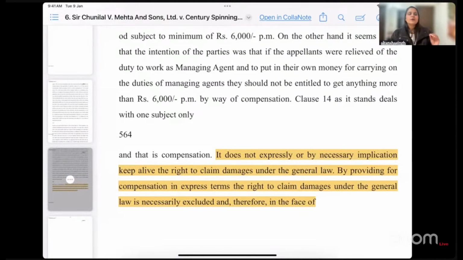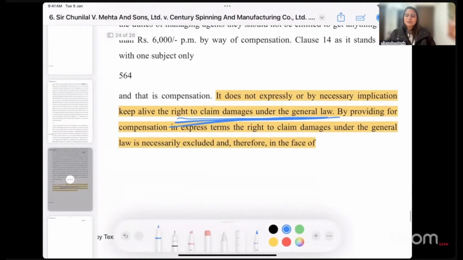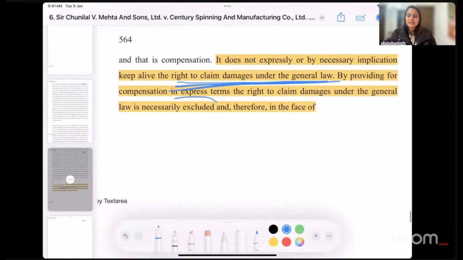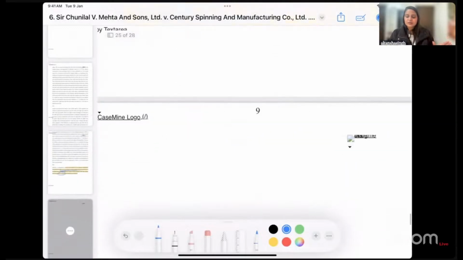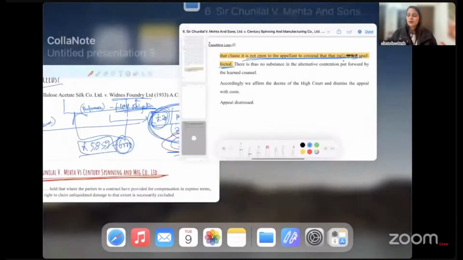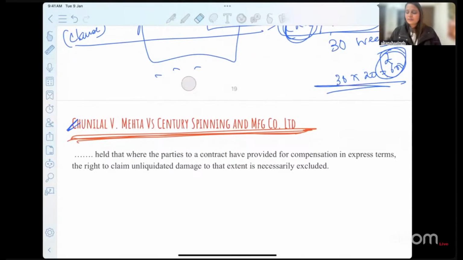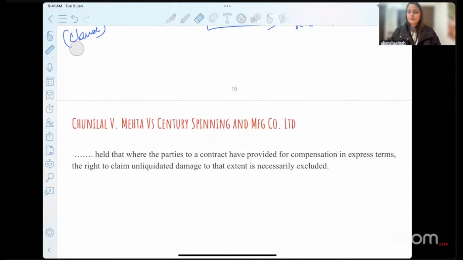When you agree to a compensation, a specified compensation or penalty, you cannot say that my right to claim damages under general law is still alive. Okay, by providing for compensation in express term, the right to claim damages under general law is necessarily excluded, and therefore in the face of it, you cannot really ask for compensation which is higher than the agreed amount of compensation. So these are two cases which we've read with regards to whether compensation can exceed the promised amount or the agreed amount between the two parties.